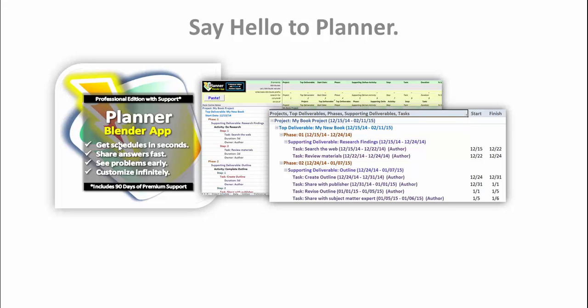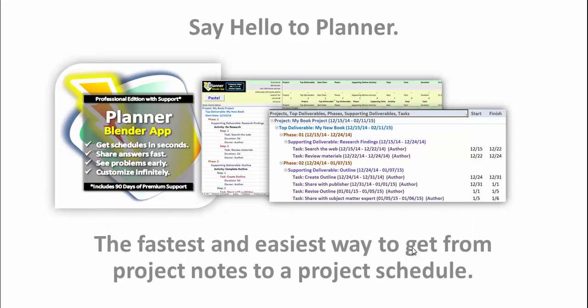Planner is a Blender app that gets schedules in seconds. You can share answers fast, you can see problems early, and you can customize indefinitely. Planner is the fastest and easiest way to get from project notes to a project schedule.